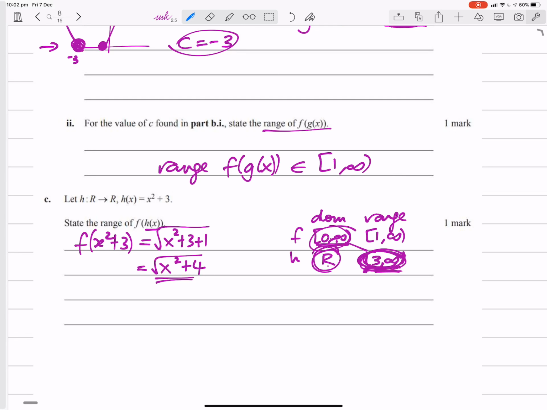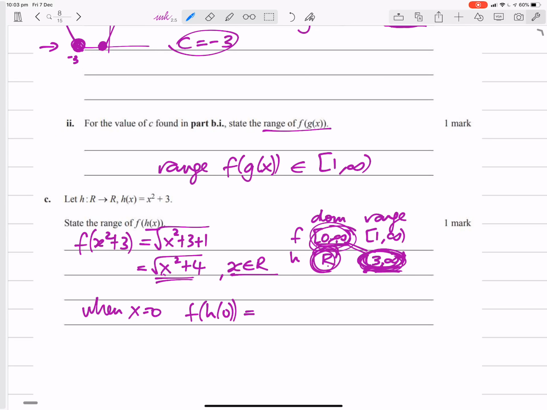Okay, so we know we can use all real numbers. x is an element of all real numbers because this fits into this. If we use all real numbers on this function, its lowest value is going to be when x equals 0. So when x equals 0, f of h of 0 is, when I sub 0 into this, I get root 4, which is 2. And then if I sub any other number that's bigger, this is only going to get bigger because when you square a number, it's going to get bigger.